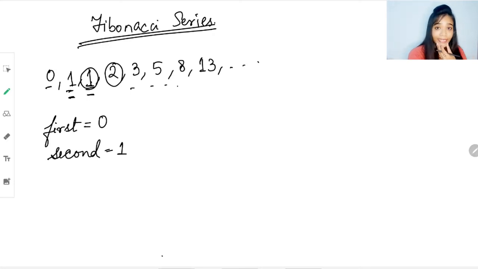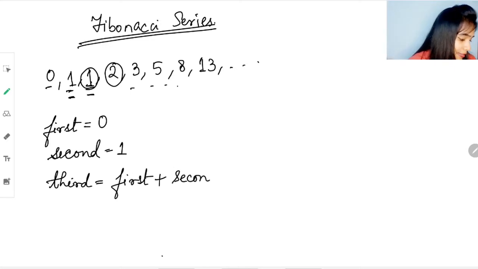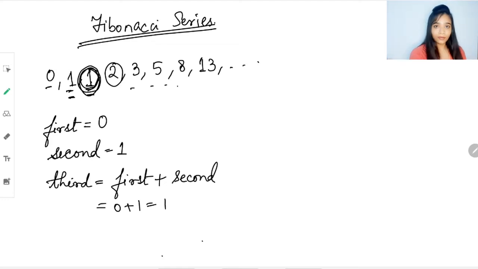Now how do we calculate the third number? Let's say the third number is equal to first plus second. So this is 0 plus 1 equal to 1. That's how we're getting the third number. So the first loop is perfectly fine. I mean, the first calculation. Now, how do we move on to the next one?